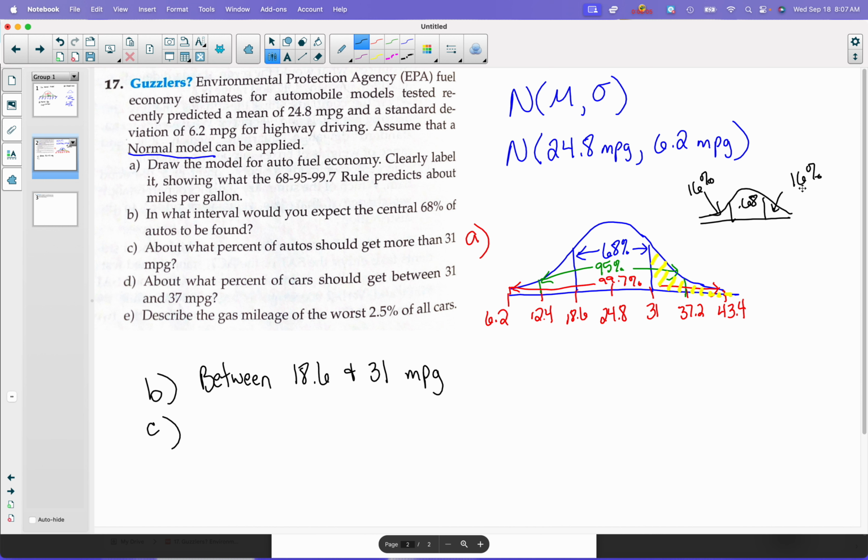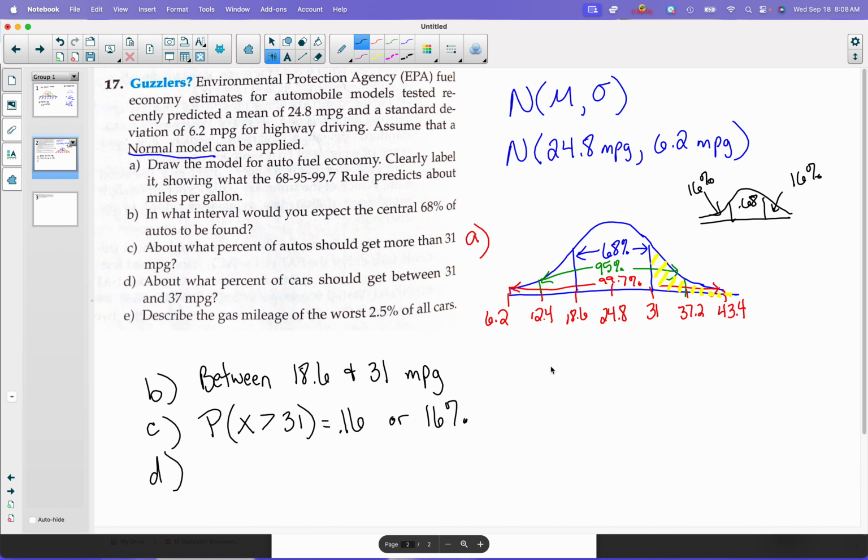So when they ask you about just this part here, that would be greater than 31, then we would expect about 16%. Now I'm going to introduce a notation, and I'm going to say the percent or the proportion of autos, and I'm going to use an X for my data, that would be greater than 31 would be 16. You can say 0.16 or you can say 16%. I guess they said about what percent. This is a notation we're going to use later, so you may as well get used to it now when you see me use it.